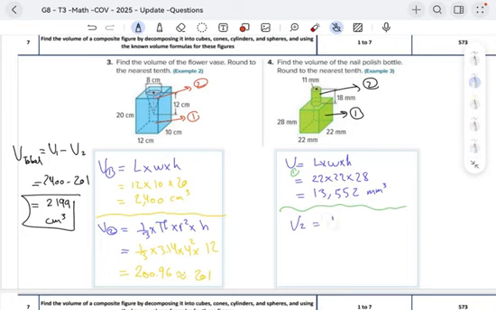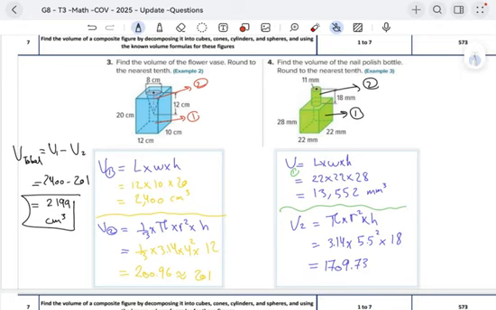Now let's find V2. The volume of the cylinder is pi times the radius squared times the height. Pi is approximately 3.14, and the radius: 11 is the diameter, so the radius is half of 11, which is 5.5, squared, times the height of the cylinder, which is 18. The answer for this is 1709.73.